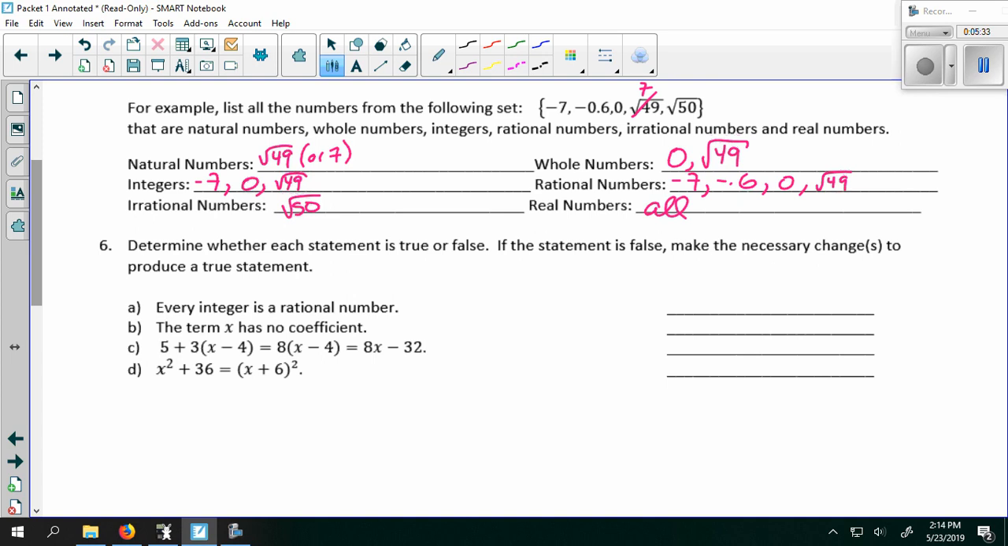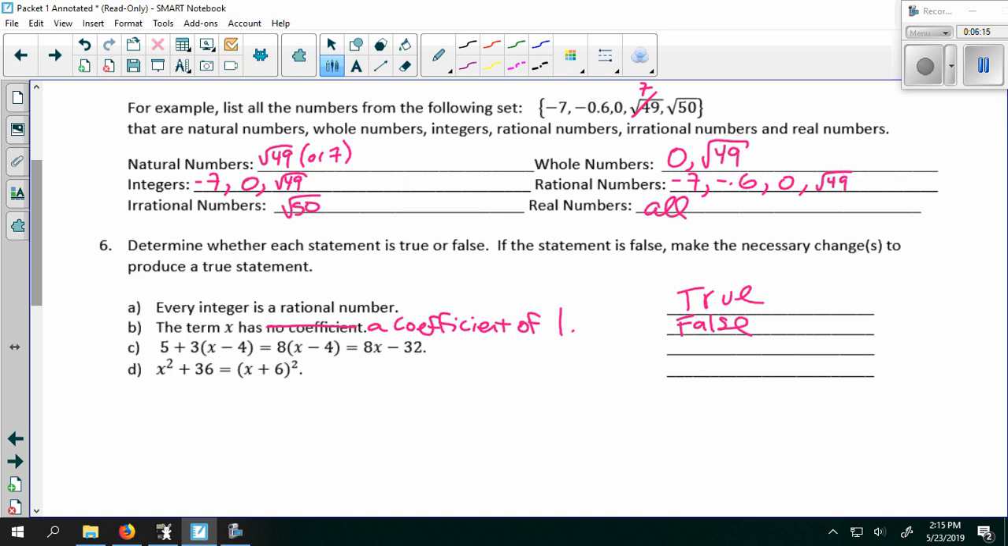Okay, number 6, determine whether each statement is true or false. If the statement is false, make the necessary changes to produce a true statement. 6a, every integer is a rational number. That is true because you can put any integer over 1 and it's now written as a ratio of two whole numbers. The term x has no coefficient. False. It has a coefficient. We just didn't write it down. The coefficient is 1. Because 1 times x is just x, so we often don't put the 1 in front.